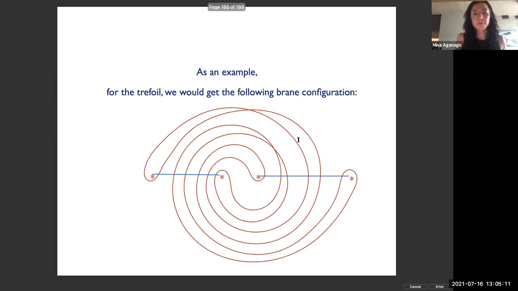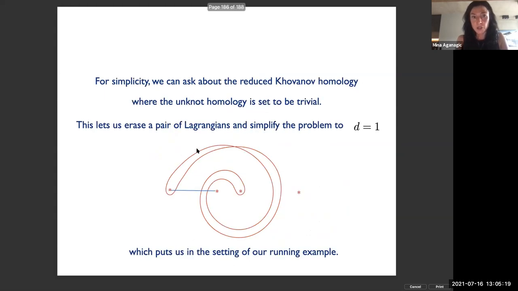Okay, so let me just give an example. For a trefoil, we would have gotten the following ring configuration. For simplicity, to keep it manageable, let's ask about reduced Khovanov homology, where the homology of the unknot is said to be trivial. So this lets you erase a pair of Lagrangians. So we simplify the problem to just d equals 1, which puts us in the setting of our running example. So to compute reduced Khovanov homology of the trefoil, you just need to compute Homs between these branes. That's of course simple.